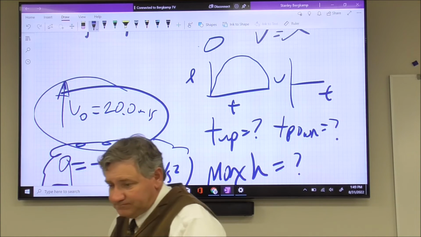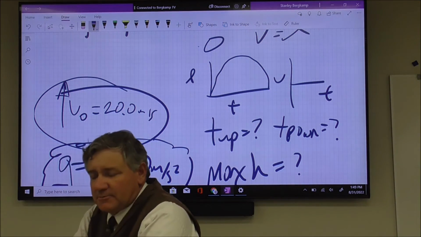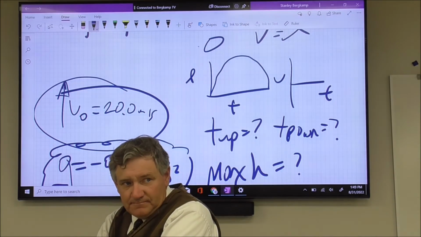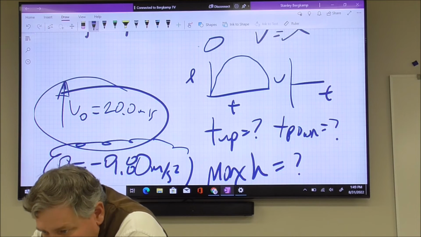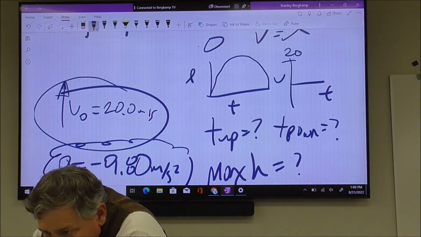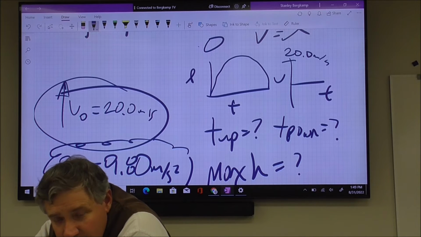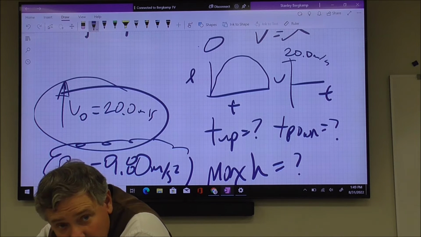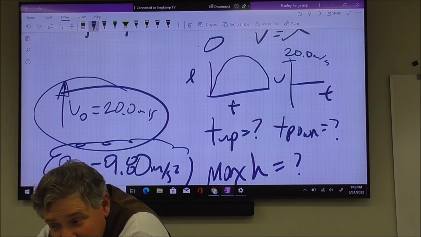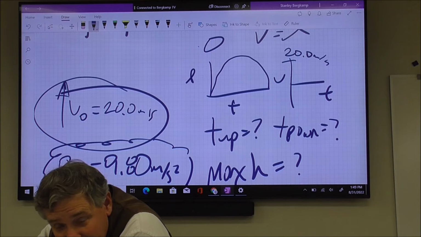What about my velocity-time graph? Where is it going to start? Up at 20 meters per second. And then what's it going to do? Slope down gradually, at negative 9.8 meters per second squared. So a straight sloping line. Yes.